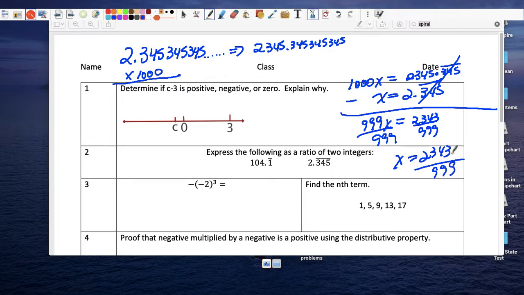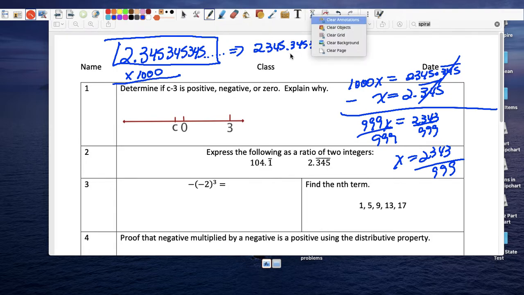Can we divide by 3? The digits add up to 5 and 6, so no, it's not divisible by 3. So you might as well just leave your answer. And if you want to take your calculator and plug in 2,343 divided by 999, you'll notice that you get this number right here. That's one nice way of checking your answer.